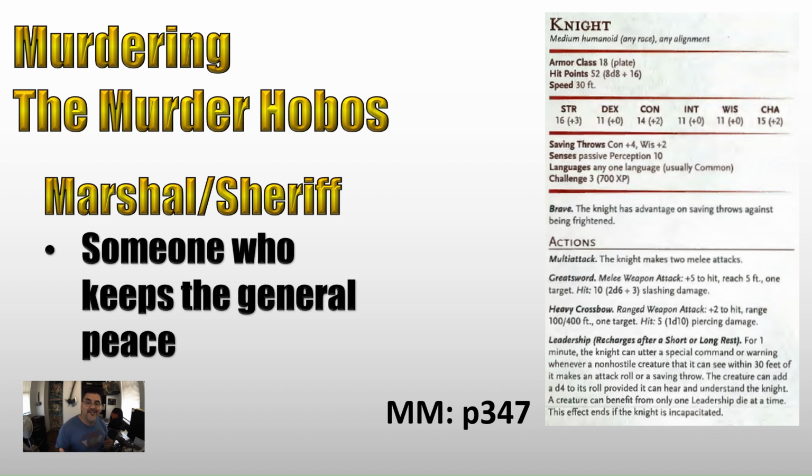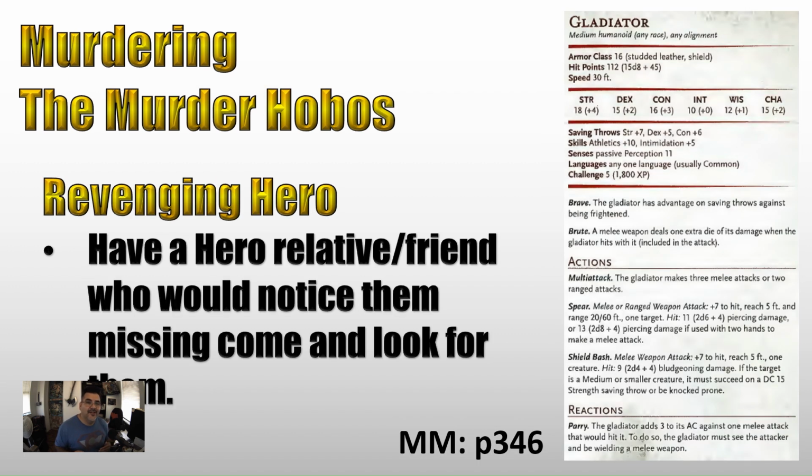Again, this is a pretty decent stat block, 52 hit points. But if you need to, double that to make sure that the character is strong enough to take on this murder hobo. Now, if that one shot ends and everybody convinces that murder hobo to stop murdering, another thing you can do is have a revenging hero. That person they murdered could have a relative or a friend that's actually a hero. In this case, I'm looking at a gladiator stat block, page 346 of the Monster Manual. You can easily turn this guy into a hero non-player character that could come in looking for that murder hobo.